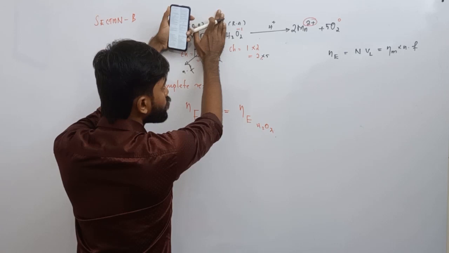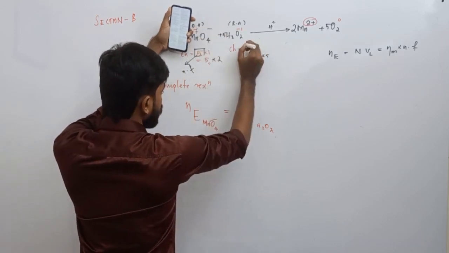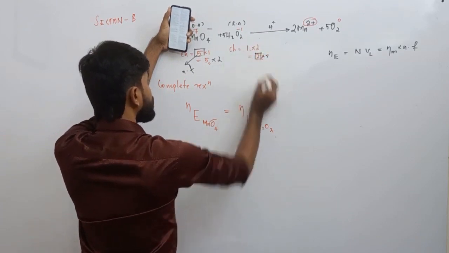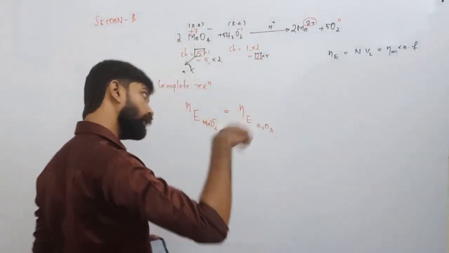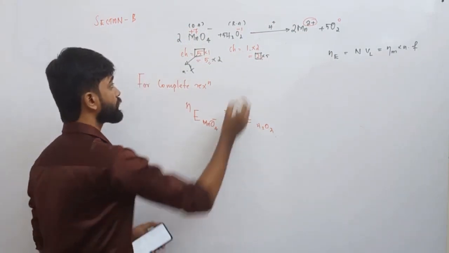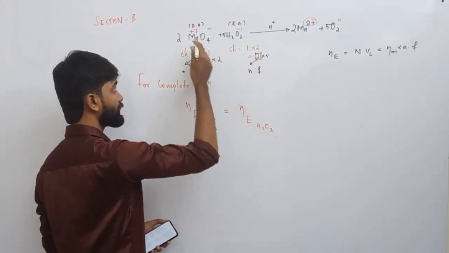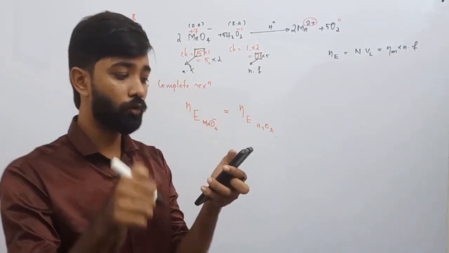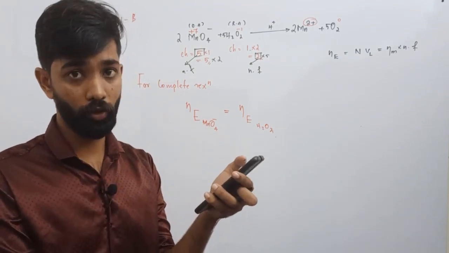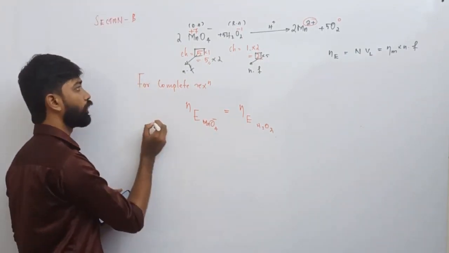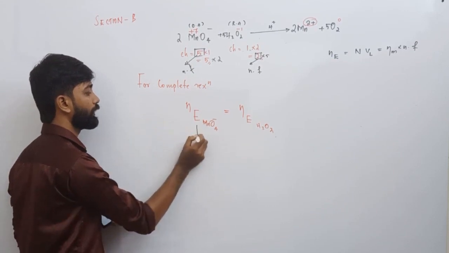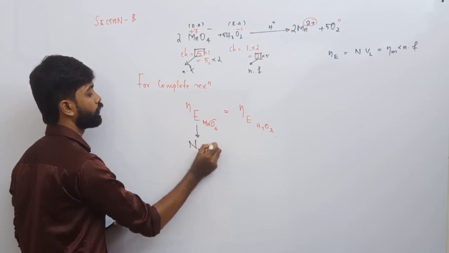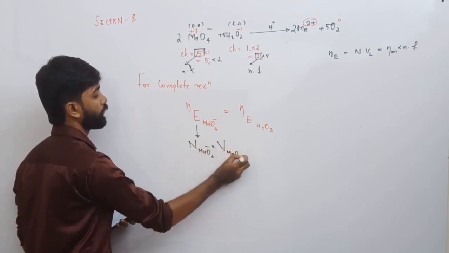For 1 mole of H2O2, what is the change? The change is 2, right? Because minus 1 to 0 is 1, into number of such atoms, which are 2. So this is the N factor in H2O2, and this is the N factor in MnO4 minus. So the data given in the question is 400 milliliter of 0.5 normal KMnO4. So normality and volume of KMnO4 is given. So simply this is replaced as normality of MnO4 minus into volume of MnO4 minus.